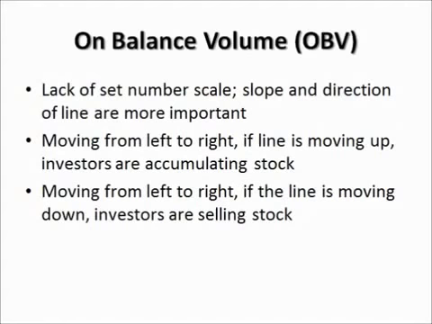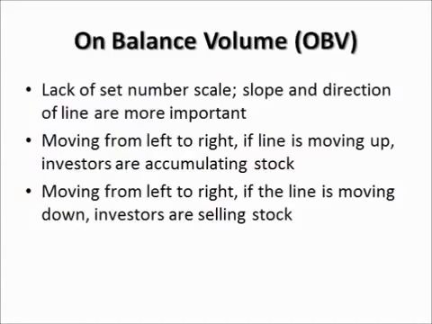So here are some more defined characteristics of the on-balance volume technical analysis tool. The first thing you'll notice when we get to the chart on the next slide is that there is a lack of a specific number scale. In other words, the slope and direction of the line are more important. Unlike a relative strength index, which is always on a scale of 0 to 100, the on-balance volume chart can be from 800,000 to 10 million, or from minus 500,000 to plus 20 million. That's really not the most important aspect of the chart. The most important thing is to get the slope right.